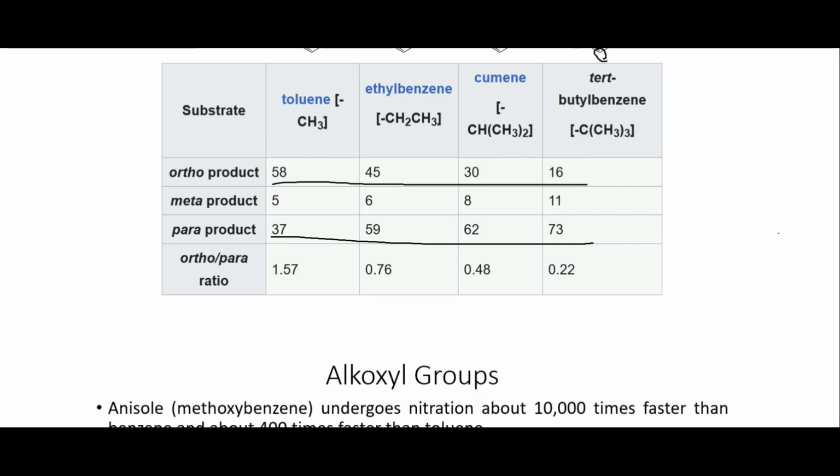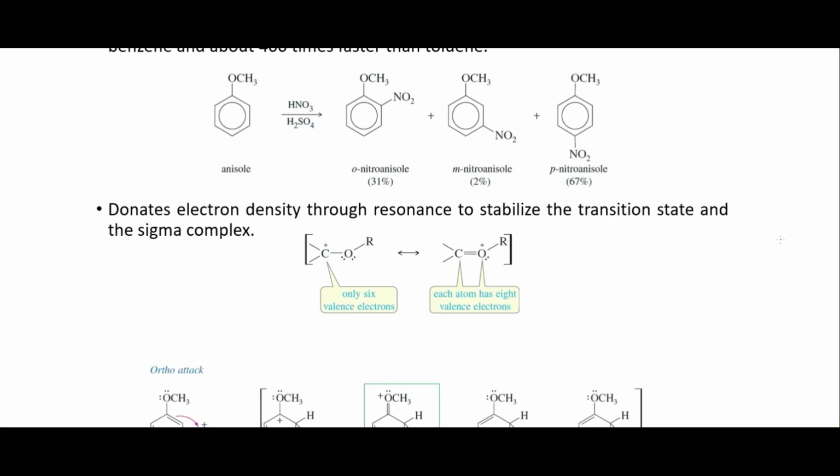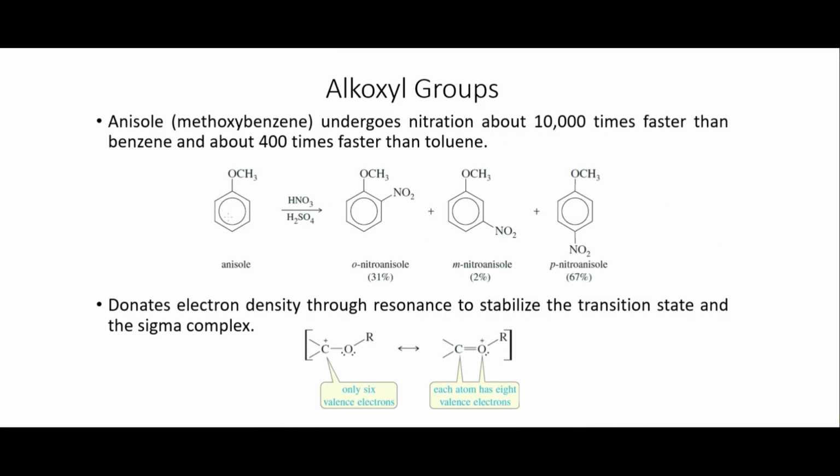Then if we look at the alkoxyl group here, so something like anisole, which is just a benzene ring with this methoxy group on it right here, we see that this again is going to be ortho and para directing, but this is actually going to go even faster.